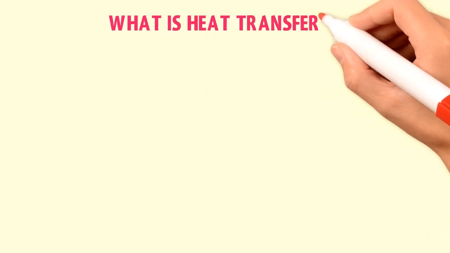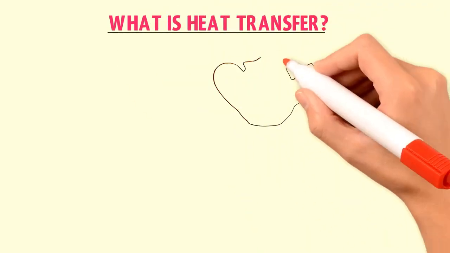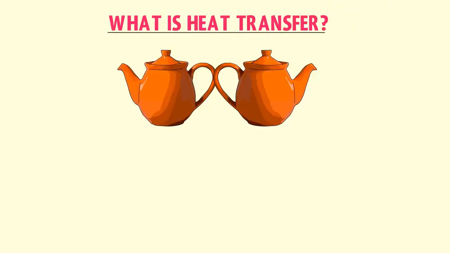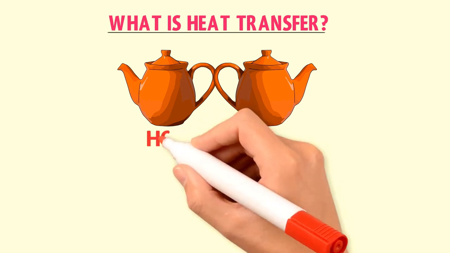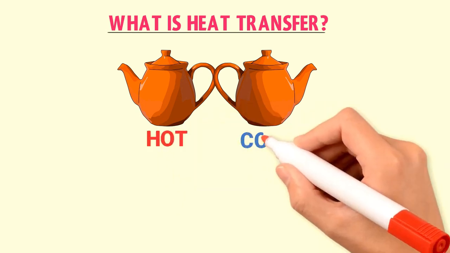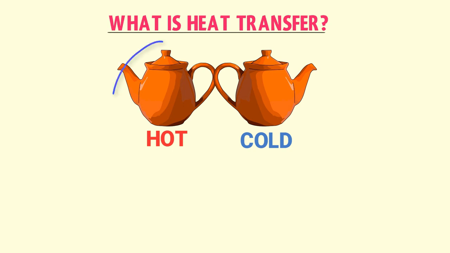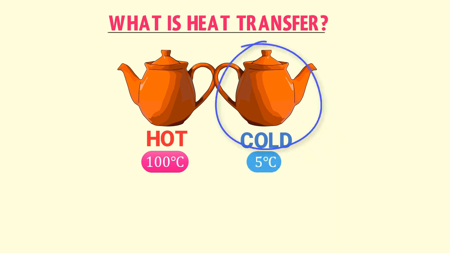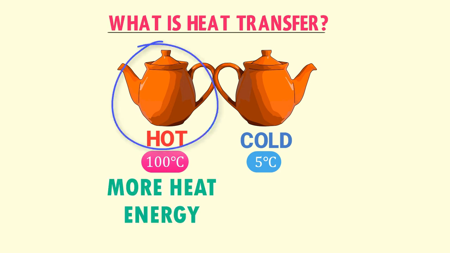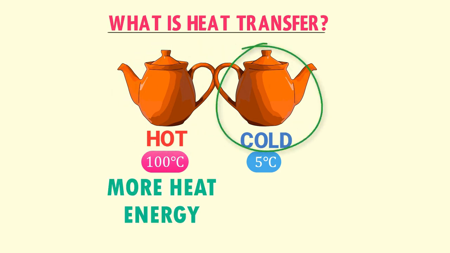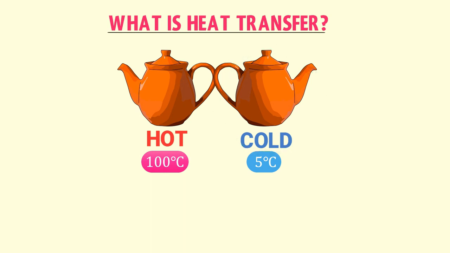Now what is heat transfer and temperature? Let's consider two objects. Let this object be hot and this object be cold. The temperature of this hot object is 100 degrees centigrade and the temperature of this cold object is 5 degrees centigrade. This hot object possesses more heat energy than this cold object. That is why the temperature of the hot object is higher than the cold object.